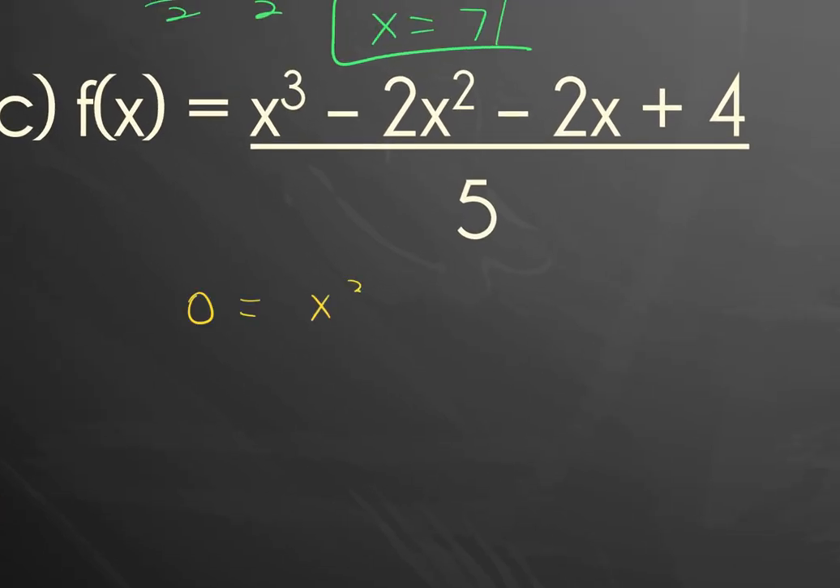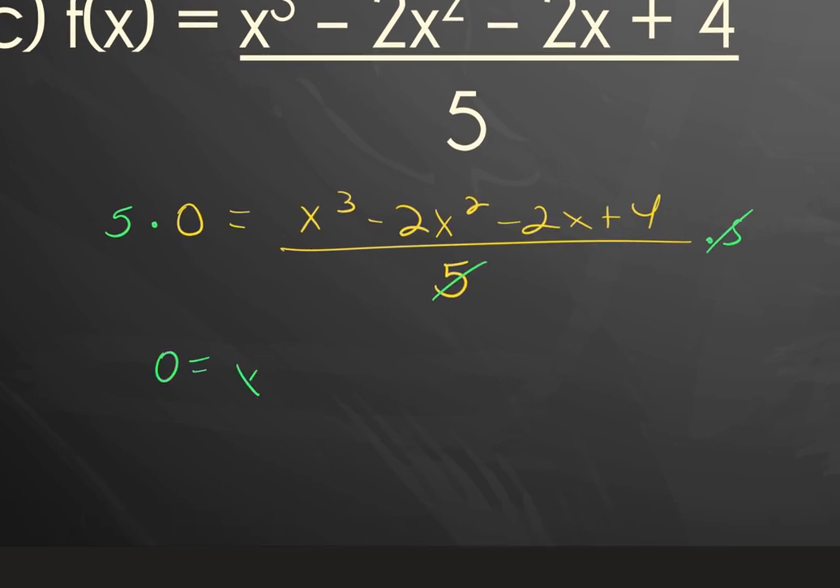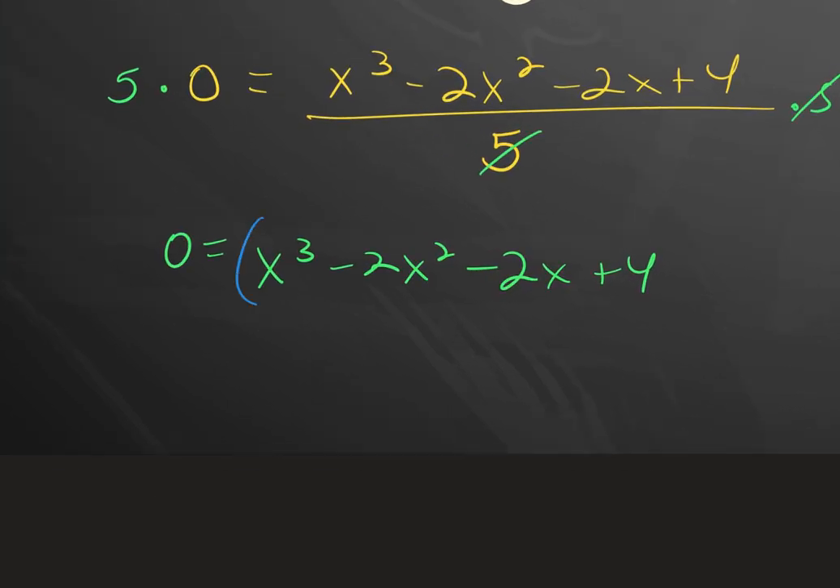0 equals x to the third minus 2x squared minus 2x plus 4 over 5. What would you do first? Multiply by 5 on both sides. It's going to go away because it's getting multiplied by 0. And then I've got 4 terms. So what do we do? Good. Factor by grouping.